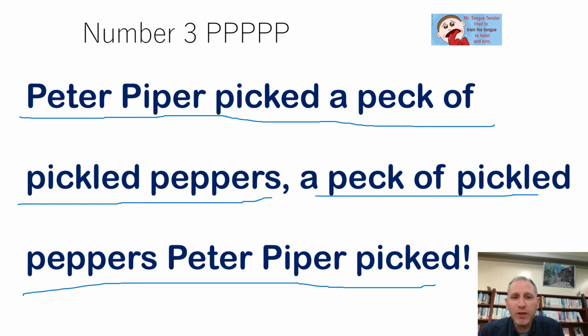So one more time slowly. Peter Piper picked a peck of pickled peppers. A peck of pickled peppers Peter Piper picked. And quickly, Peter Piper picked a peck of pickled peppers. A peck of pickled peppers Peter Piper picked. Oh, one more time. Peter Piper picked a peck of pickled peppers. A peck of pickled peppers Peter Piper picked. That's difficult. Good luck. Try to read that.